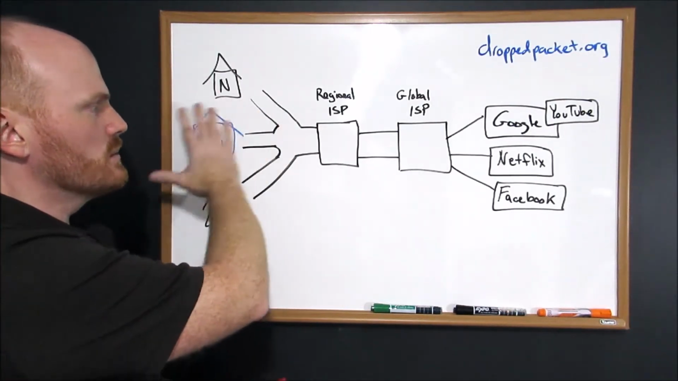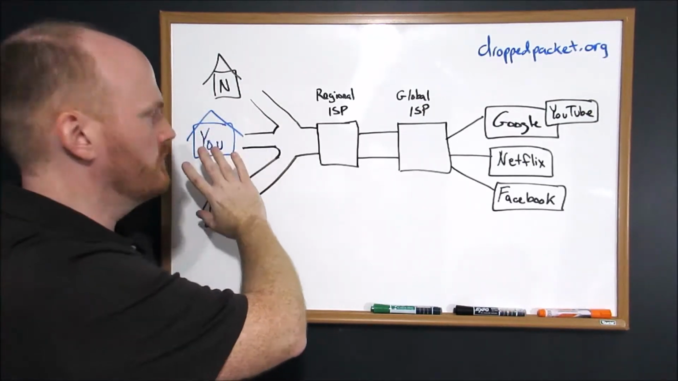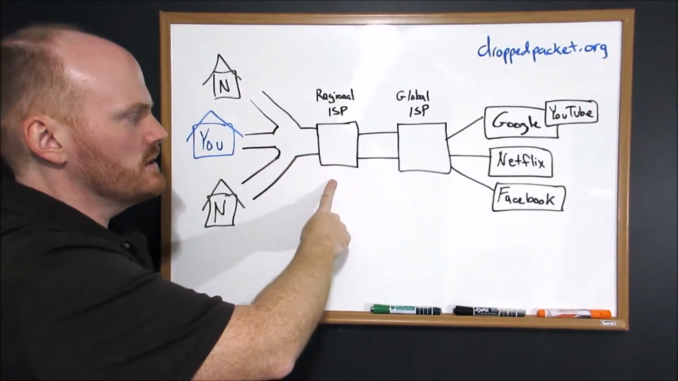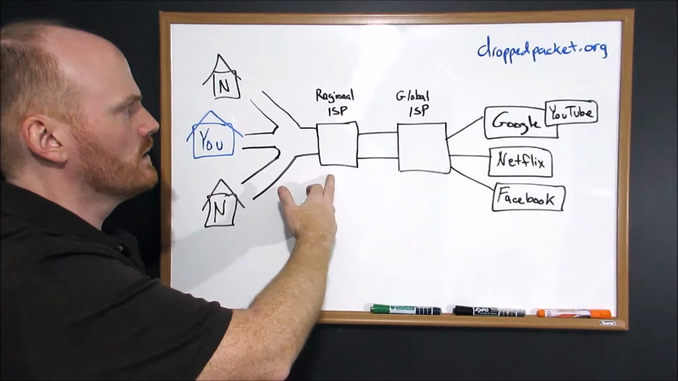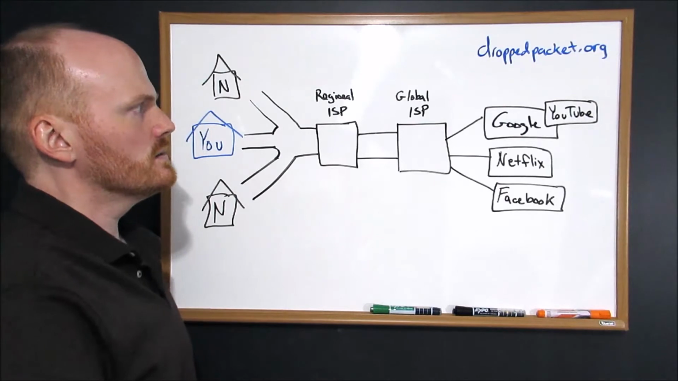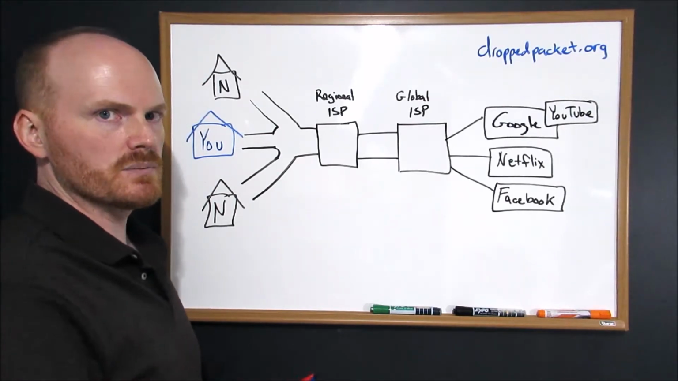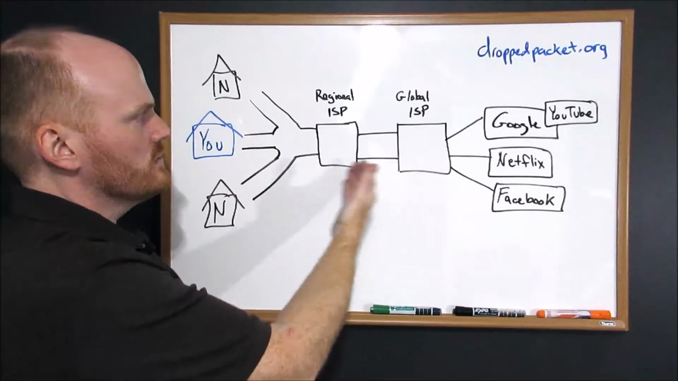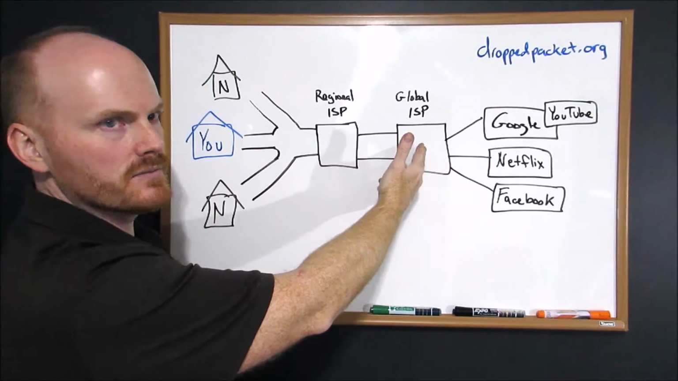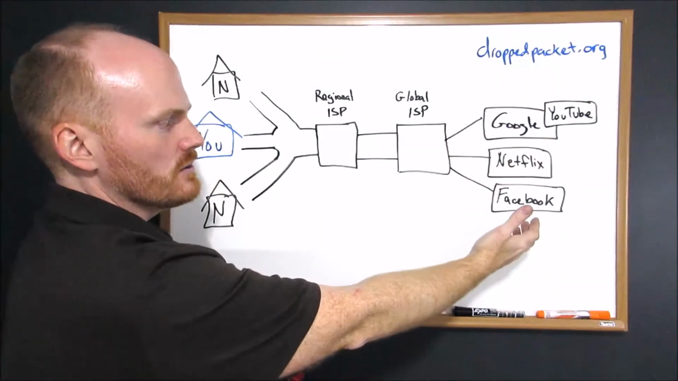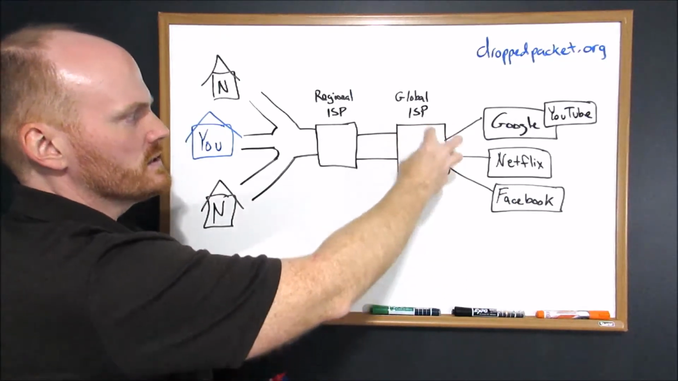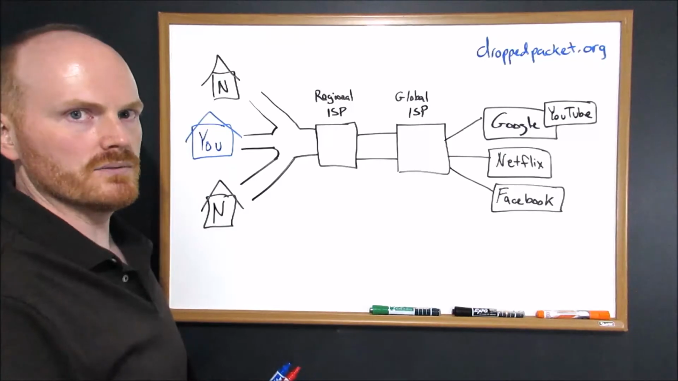So on this side you have your local neighborhood, maybe your city, your town. You have your house, neighbors, you have your regional ISP, your cable company, your phone company. You have global ISPs. Now there's only a handful of these around the globe. You might hear it referenced as a tier 1 ISP. You don't deal with these, but your regional ISPs do. So they're buying capacity from these large backbone providers. And then you have your applications on the far right here. They also buy capacity from these global ISPs. These global ISPs are what make up what you traditionally think of as the internet.